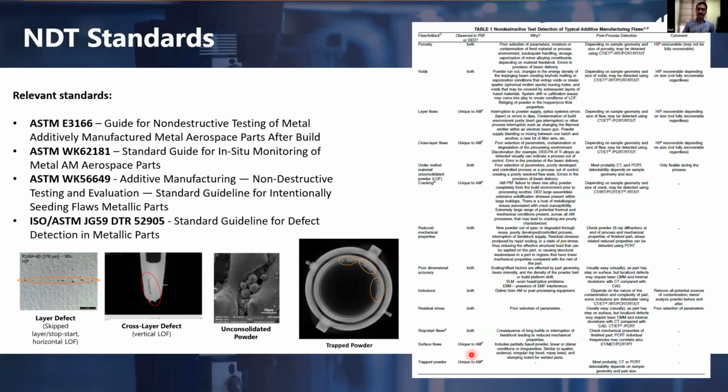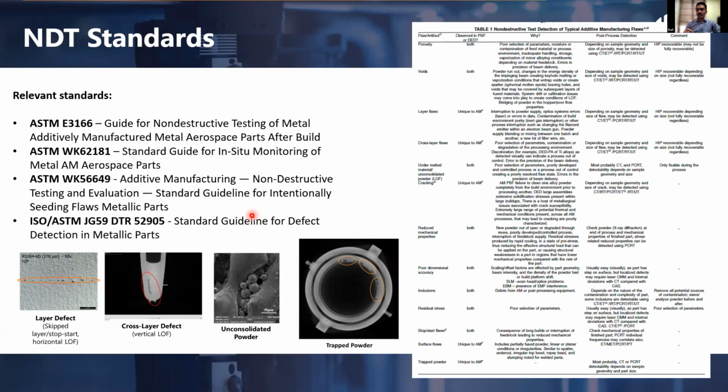Then these are some of the NDT standards which are relevant for aerospace again. So we have a guidance, ASTM E3166. It's a guide for NDT of metal additive manufactured parts for aerospace. Similarly, there is another work item currently in development that talks about a standard guide for in situ monitoring of metal AM parts for aerospace.